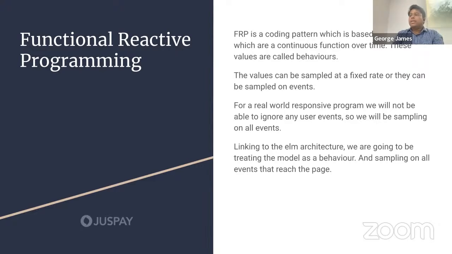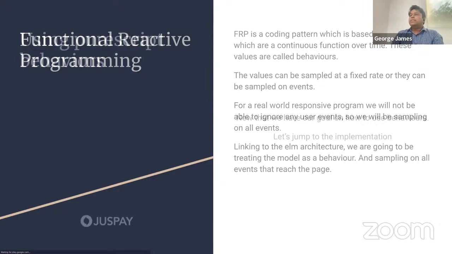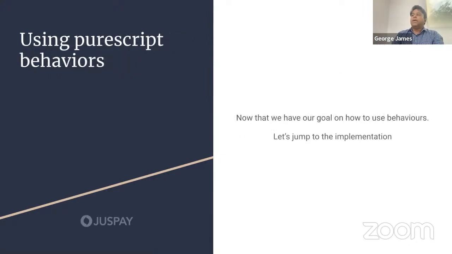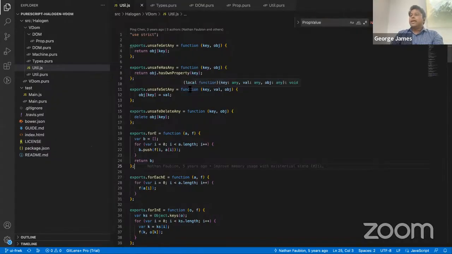The discrete model is where the sampling is done at a discrete point in time, at a discrete event. This is where PureScript behaviors come in. PureScript behaviors is a library strictly modeled after FRP. So I don't think it actually needs an additional explanation, but let's jump to some code. While jumping to code, I want to quickly run you through some things.